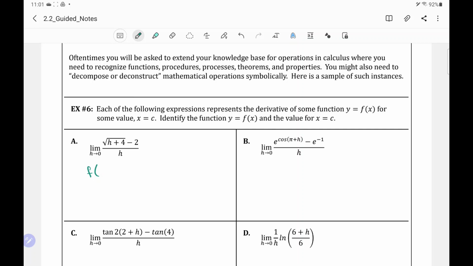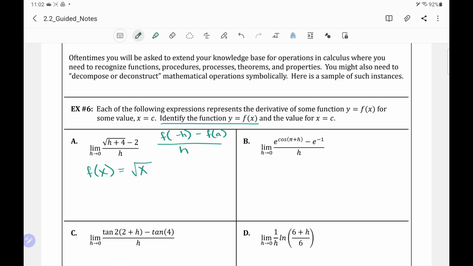So the question that we're asked first is identify the function y equals f of x. What is f of x? Well, let's see. If it was the square root of x, what would the c value be? Think about the formula f of x plus h minus f of a over h. This is the way I'm kind of looking at it. And actually, I would say one thing that might have actually confused you there.